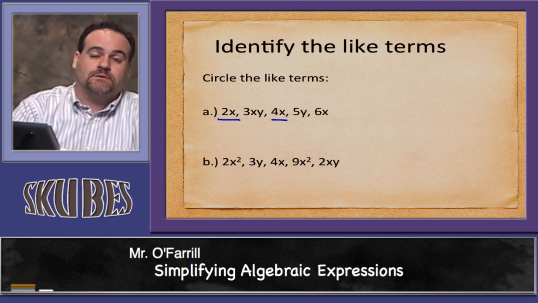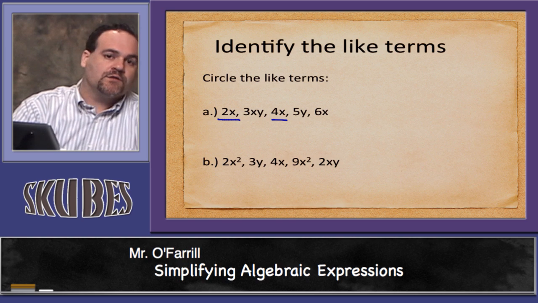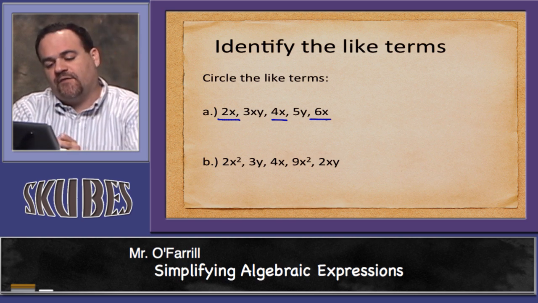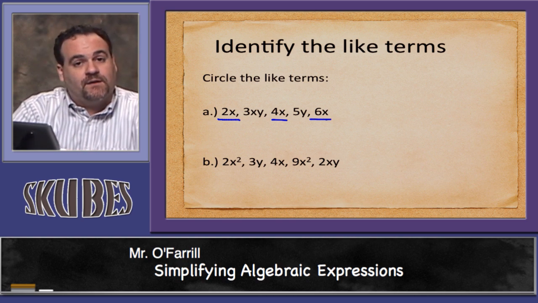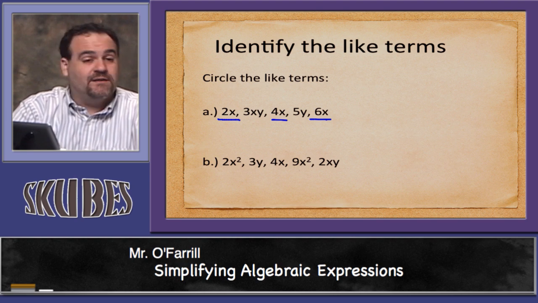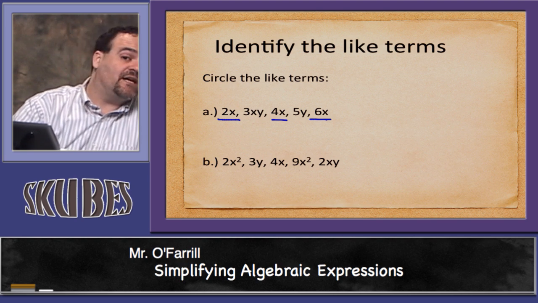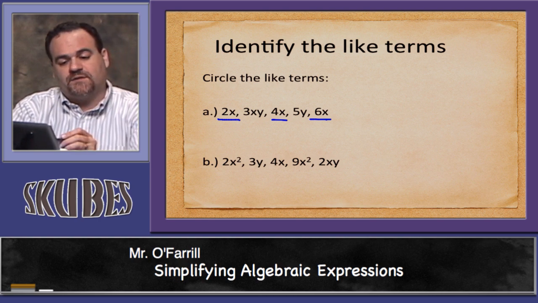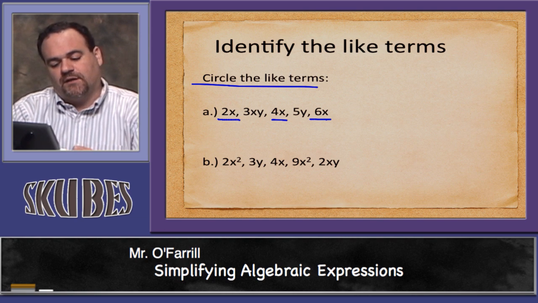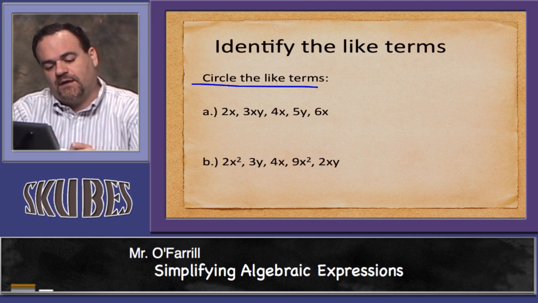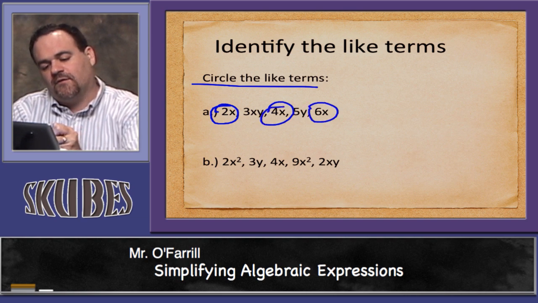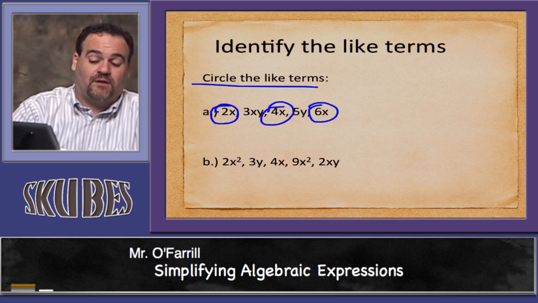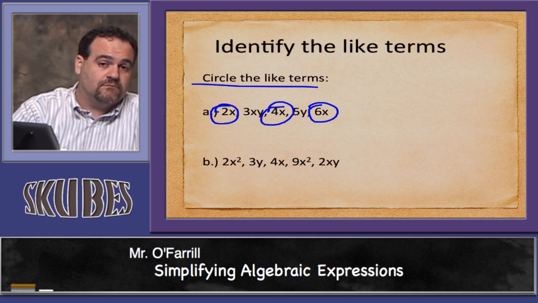How about the 5y? Well, we don't even see the letter x there, so we know that one's not right. And then finally we have 6x. Again, the only letter we see is x, and we don't see any exponent. That implies we're raising it to the first power. So since our directions said to circle the like terms, we can go ahead and circle the ones that only have an x and no visible exponent.